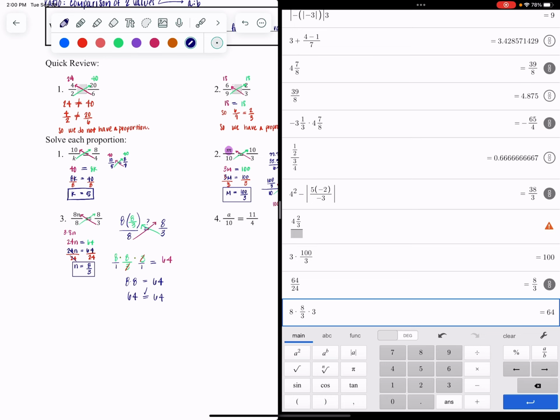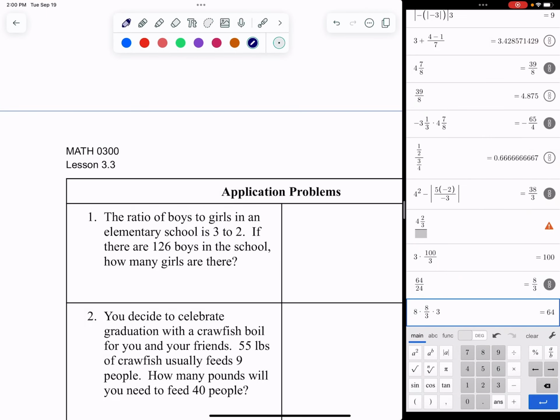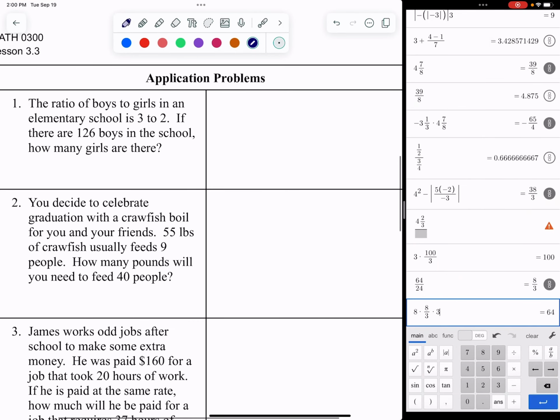4 is very similar. I am not going to beat a dead horse. Let's move on to look at some word problems. Number 1, we have a ratio of boys to girls in an elementary school is 3 to 2. If there are 126 boys in the school, how many girls are there?